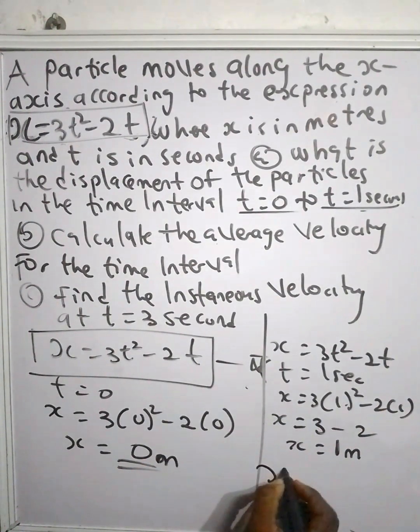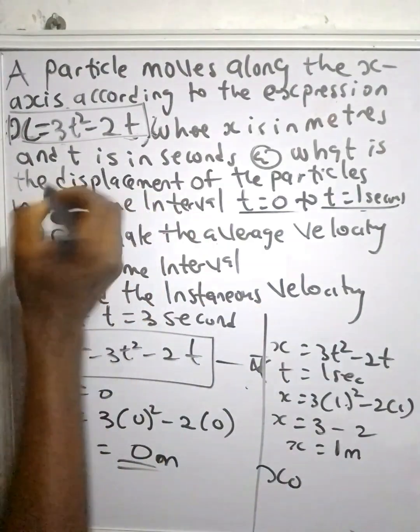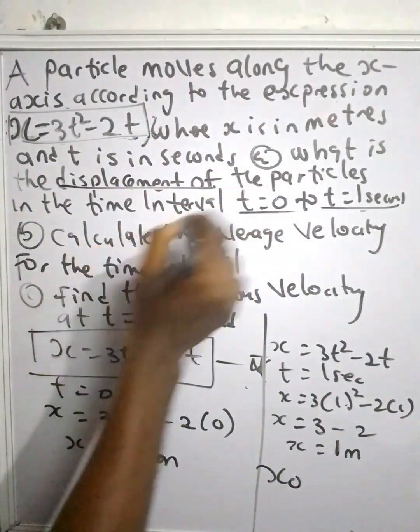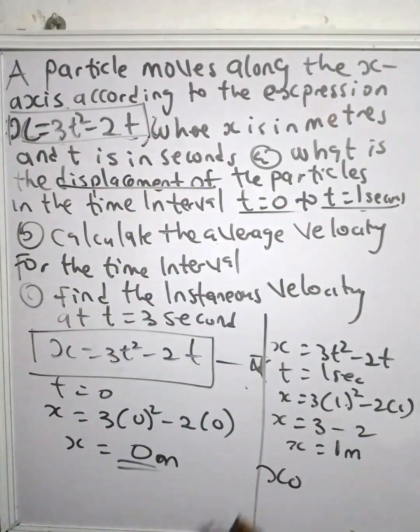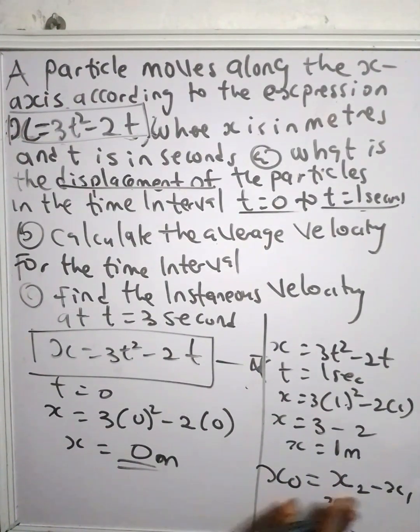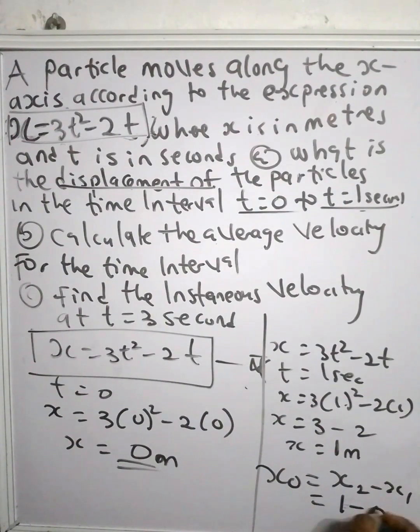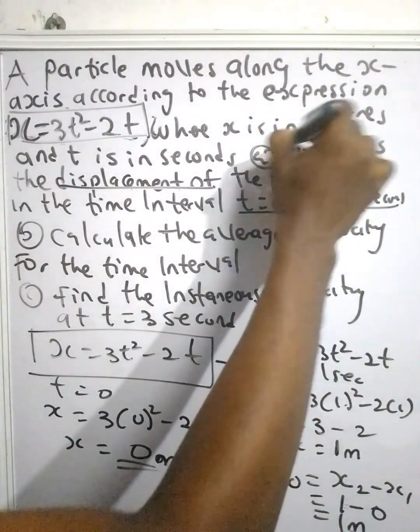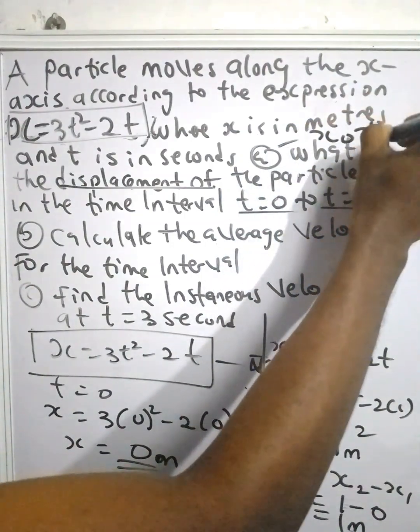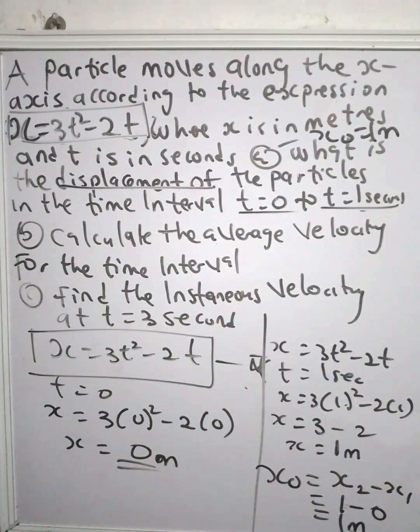So my s naught, which is my displacement, because they're asking for the displacement of the particle in the time interval between, so s naught is equal to s2 minus s1. What is s2? s2 is 1, minus 0. Our final answer is 1 meter. So our displacement s naught is 1 meter. Did you get it now? So now let's try to solve the second aspect of this.